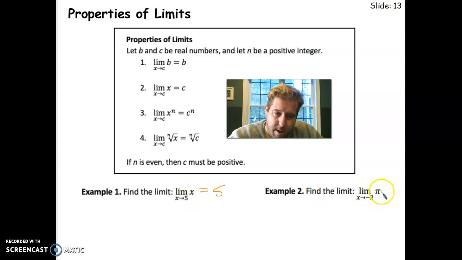And over here, the limit of pi is a number, it's an irrational number, but it's a number. So that's kind of like this property right here on the top. So if I plug negative 2 in for that, of course, the answer is going to be pi. So it doesn't really matter what the domain is, that's going to be the answer.